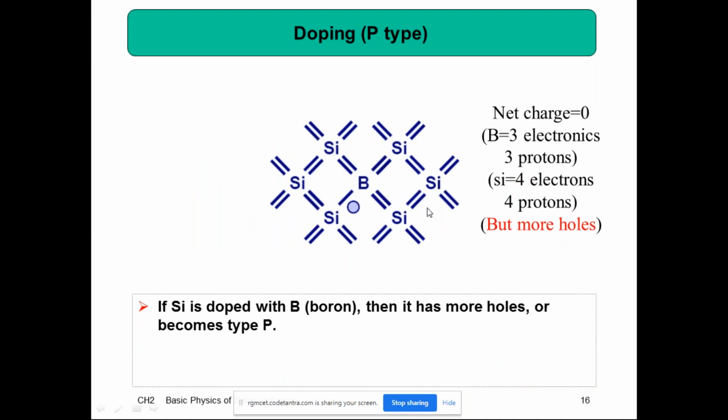Similarly, boron also. Coming here, boron. What about the net charge here? Net charge here is still 0. Why? Because for silicon, the number of electrons is equal to the number of protons: positive charge plus 4 and negative charge minus 4, so the net charge for the silicon atom is equal to 0.